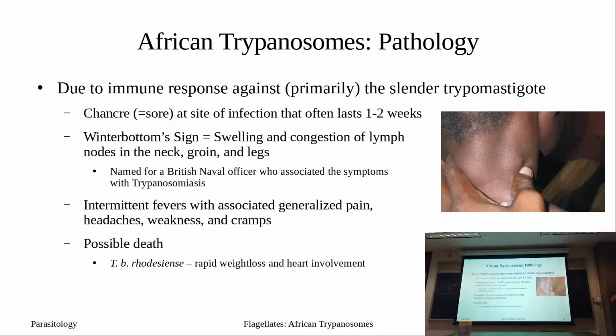So you get swelling, all from the inflammatory response. And with this swelling, you'll start to get intermittent fevers. Now this is a little different than malaria, where we'll talk about the paroxysms. This is intermittent fever associated with generalized pain, headaches, weakness, and so forth. And it's intermittent. You'll get it, and then it'll resolve, and then it'll come back, and then resolve, and come back. It's tied to our immune system.